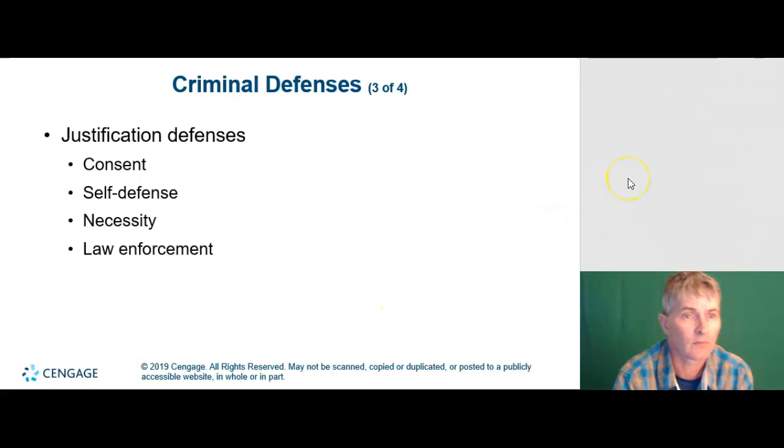Some justifications for defenses: consent, where a person may not be convicted of a crime if the victim consented to the act in question. An example is in sexual assault cases, where laws such as statutory rape apply; where the victim had given consent to engage in sexual intercourse, then the defendant would not be guilty.